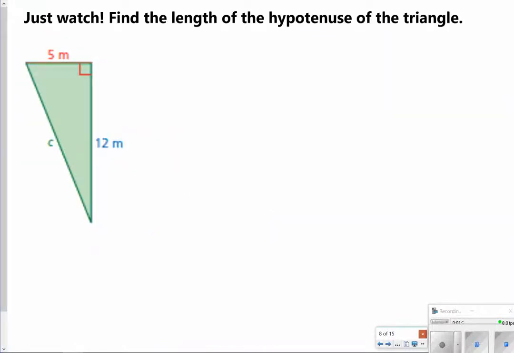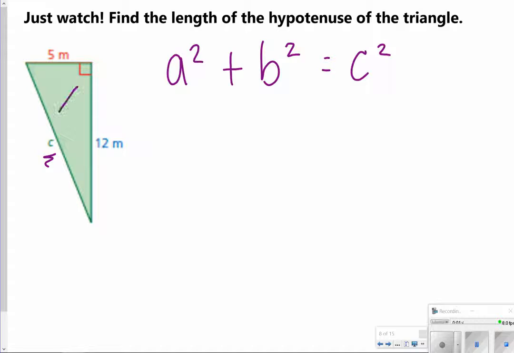So this first one, you're just going to watch how it's done. The first thing I'm going to do is write down my Pythagorean theorem. A squared plus b squared is equal to c squared. Then I need to figure out what's a, b, and c. Notice how c is the one that's missing. It's also the hypotenuse, away from the right angle, which means that the numbers touching the right angle are going to be a and b.